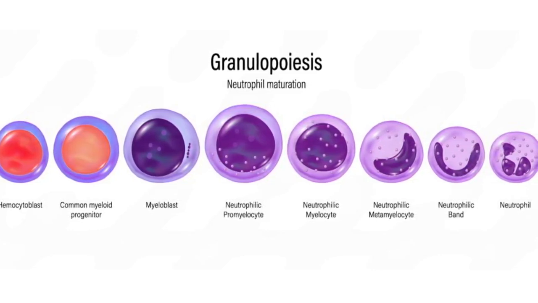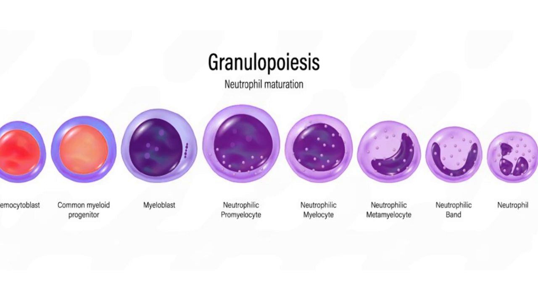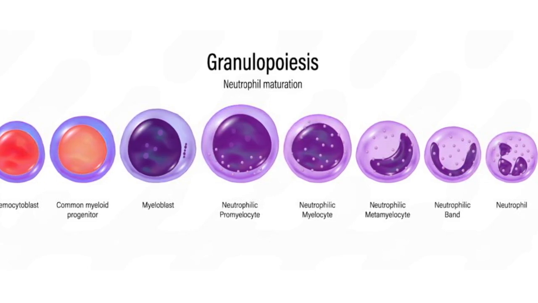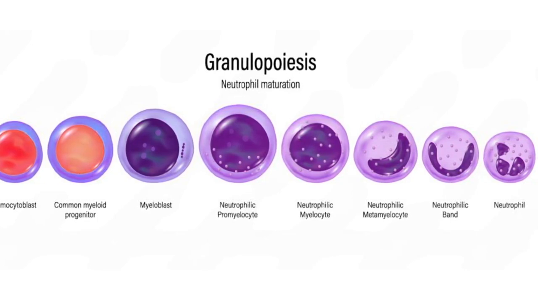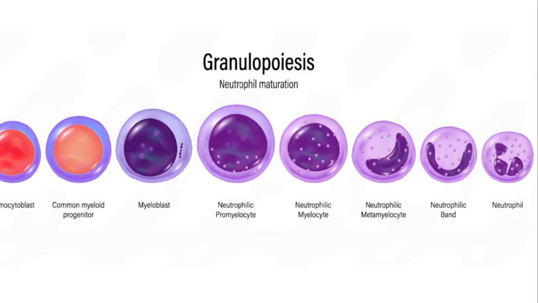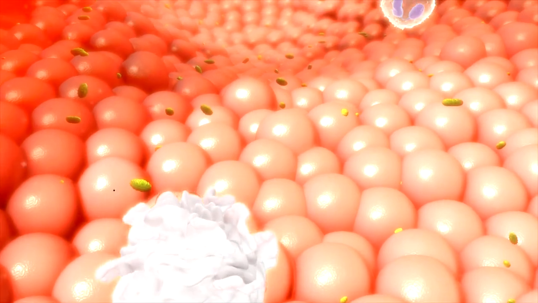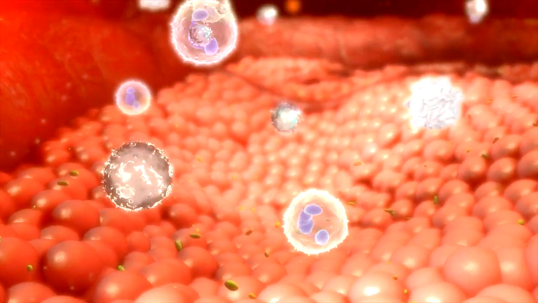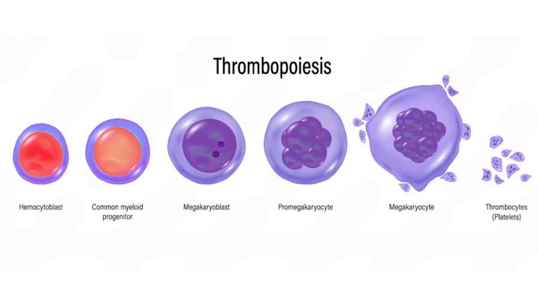Hematopoietic stem cells of bone marrow differentiate into common myeloid progenitors, which give rise to granulocyte monocyte progenitors. GMPs develop into myeloblasts, progressing through stages: promyelocyte, myelocyte, metamyelocyte, and band cell, to form mature neutrophils. The process of neutrophil formation is regulated by granulocyte colony stimulating factor and is vital for innate immune defense against infections. Number 7. How platelets are formed?